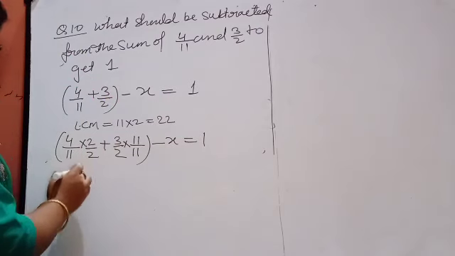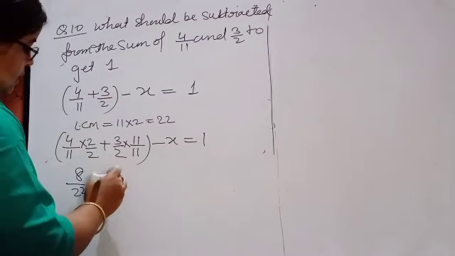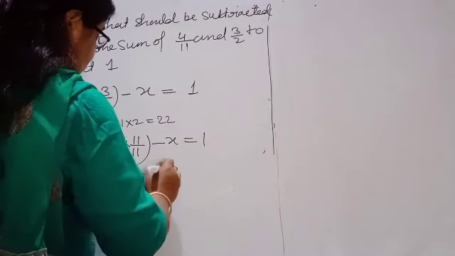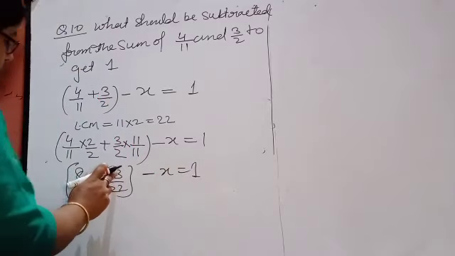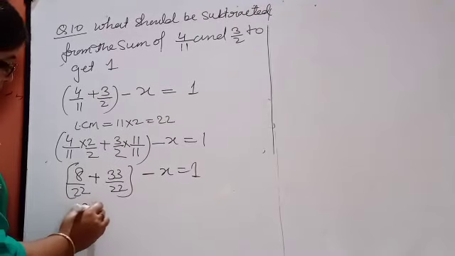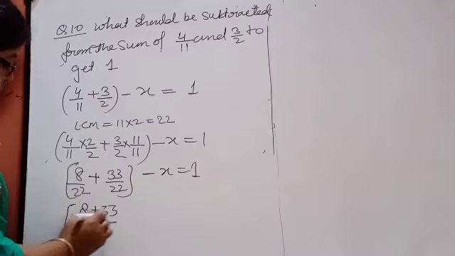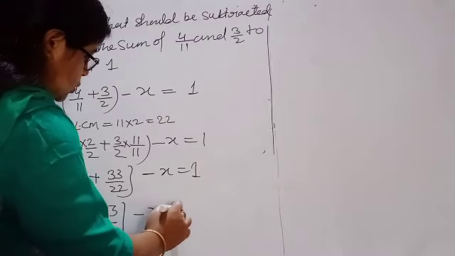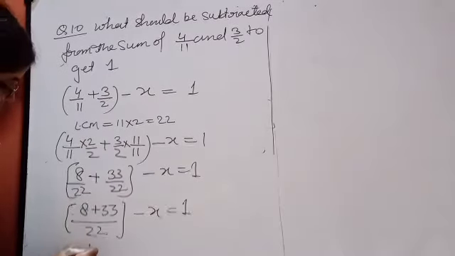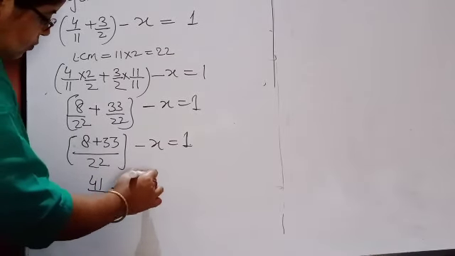See that, 4 twos are 8, so 8 upon 22 plus 11 threes are 33 upon 22. Okay. Minus x is equal to 1. Now the denominator becomes the same, so 8 plus 33 upon 22. Okay. Minus x is equal to 1. 33 plus 8 is 41. So 41 upon 22 minus x is equal to 1.